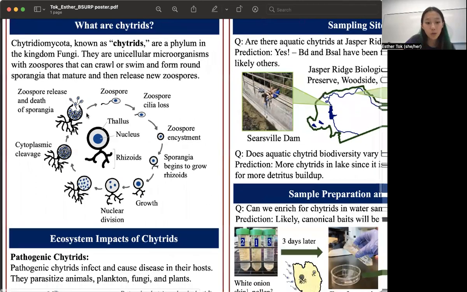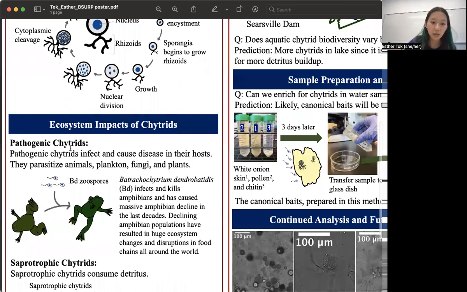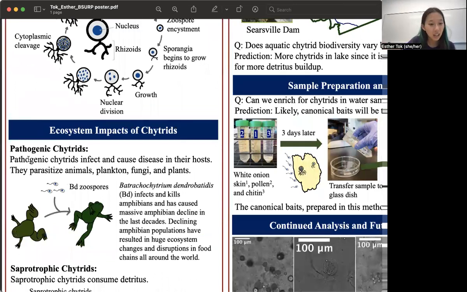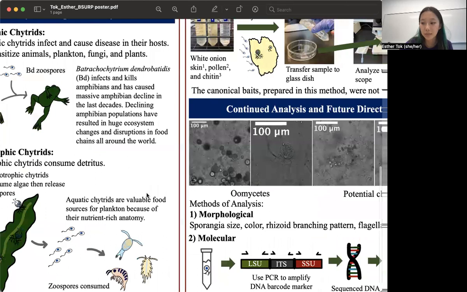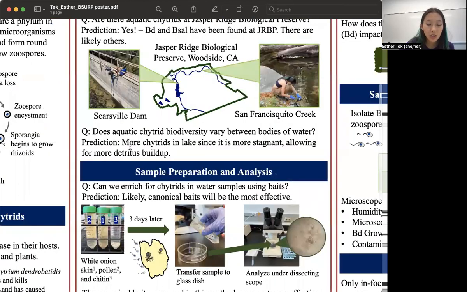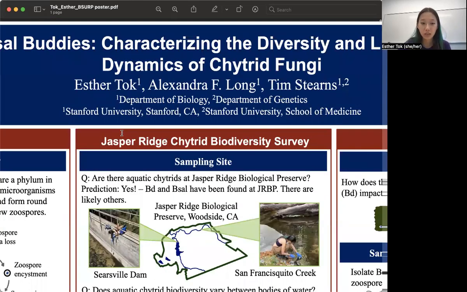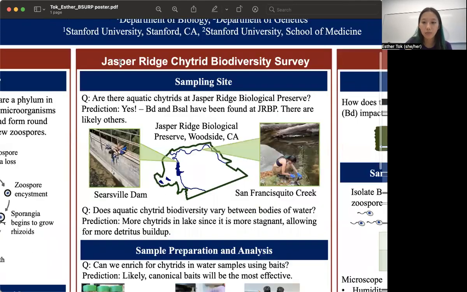These chytrids have huge ecosystem impacts, just like the pathogenic BD, which is the one killing amphibians. Pathogenic chytrids means that they can infect and cause disease in their hosts. There's also saprotrophic chytrids, which consume detritus, like plant waste and animal waste. So these ecosystem impacts really interested me, and I wanted to better understand the different types of chytrids we had at our local Jasper Ridge Biological Preserve.